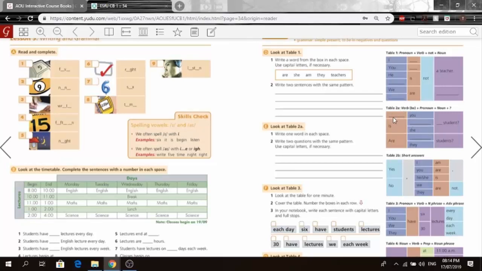So now it's flipped. So are you a student? Okay, because it's one student, so I put the A. So are you a student? Okay. Is she a student? Is he a student? Are they students? Are we students? Okay. Now writing two questions.